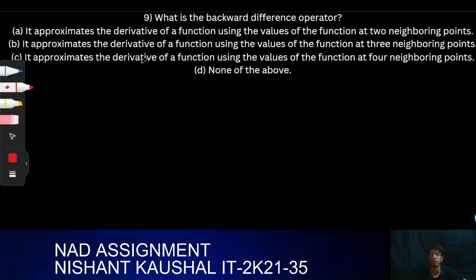Let us proceed to question number 9. What is backward difference operator? It approximates the derivative of function using the values of a function at two neighboring points, three neighboring points, four neighboring points, and none of the above.